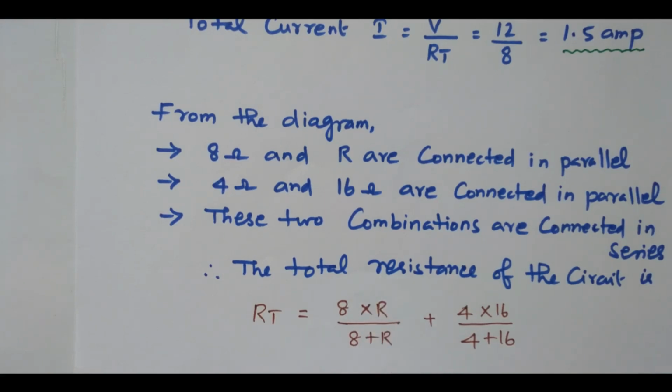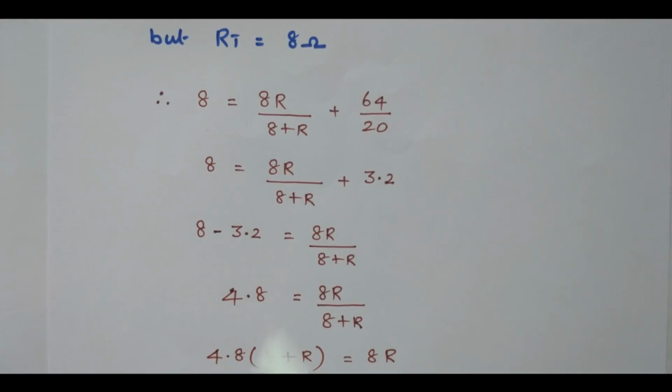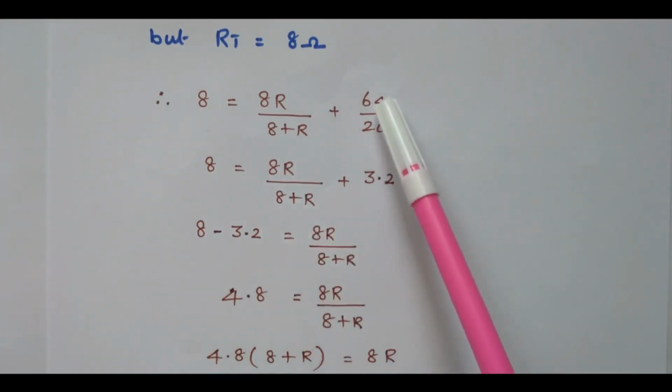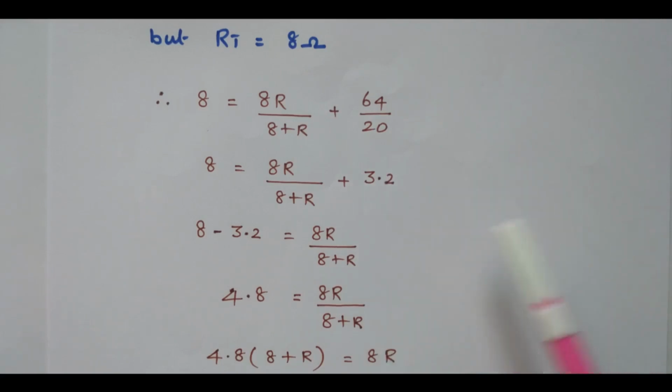Right? Now we'll go for the simplification. Now substitute RT equal to 8 ohm. So 8 equal to 8R divided by 8 plus R plus 64 divided by 20, which is 3.2. Now bring this 3.2 to the left hand side. So 8 minus 3.2, the plus 3.2 becomes minus 3.2, equal to 8R divided by 8 plus R. So 8 minus 3.2 is 4.8, that is equal to 8R divided by 8 plus R.